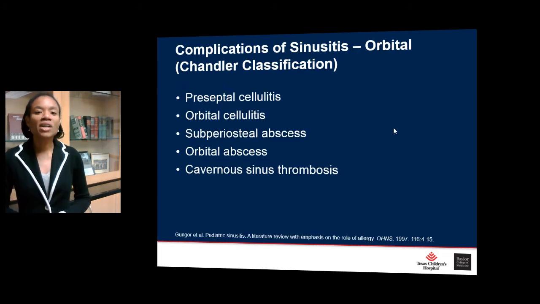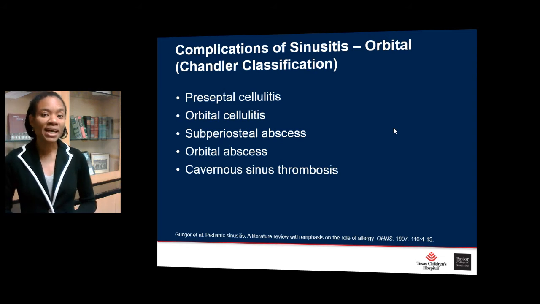Next, we're going to move on to the complications of sinusitis, and we'll start with the most common kind, which are those that affect the orbit or the eye. These are known as Chandler's classification, and this is very important to know on your ward rounds and in real-life patient care. There are 5 elements in Chandler's classification.